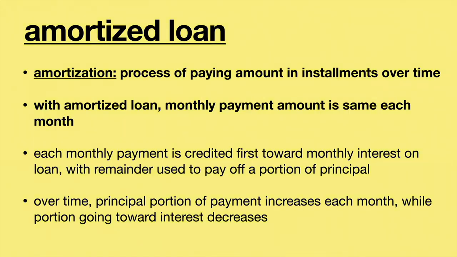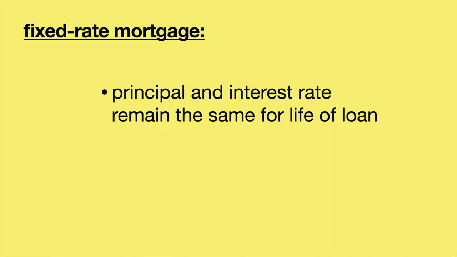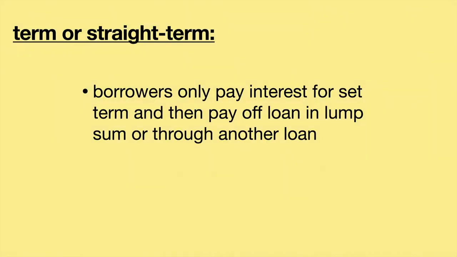Amortized loan. Amortization is the process of paying an amount in installments over time. With an amortized loan, the monthly payment amount is the same each month. Each monthly payment is credited first toward monthly interest on the loan, with the remainder used to pay off a portion of the principal. Over time, the principal portion of the payment increases each month, while the portion going toward interest decreases. Fixed rate mortgage. The principal and interest rate remain the same for the life of the loan. Term or straight term. Borrowers only pay interest for a set term and then pay off the loan in a lump sum or through another loan.